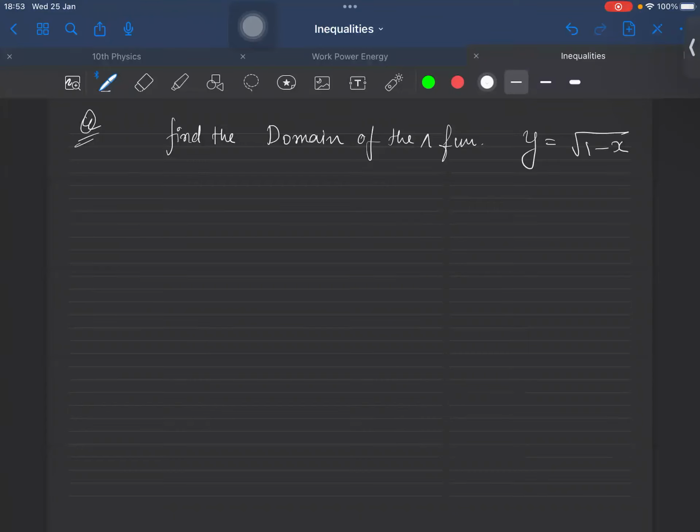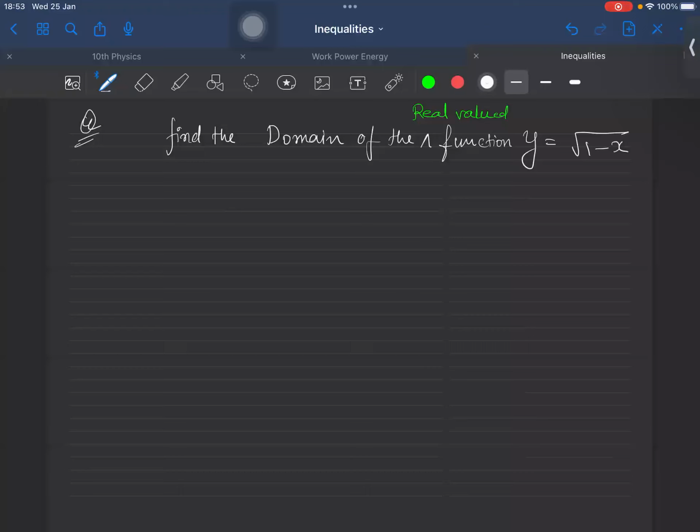Let me add a real valued function. Okay, real valued function. Only real solution we need to find out. Anyone? Sir, x is lesser or equal to 1?